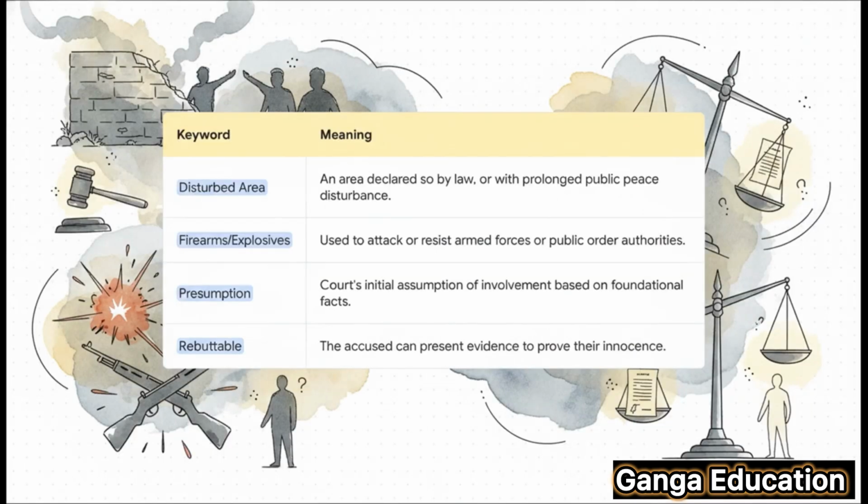It's now their job to prove they're innocent. To really understand this section, you need to focus on these keywords. First up is disturbed area. This isn't just any area. It has to be legally declared as one. Second, the use of firearms or explosives against armed forces. Third, presumption, which is the court's initial assumption of guilt. And finally, and this is absolutely critical, the presumption is rebuttable. This means the accused gets a full and fair chance to present evidence and prove their innocence.